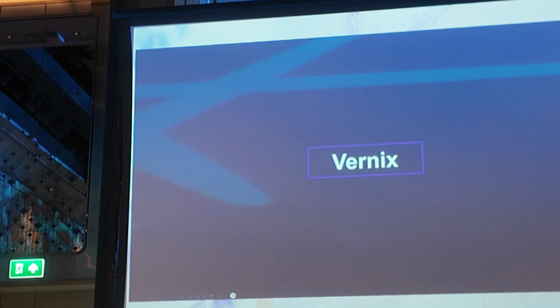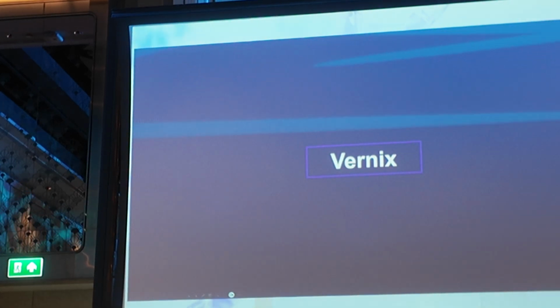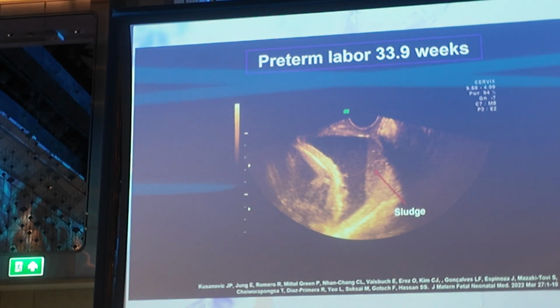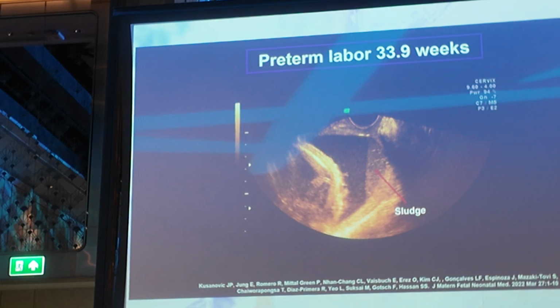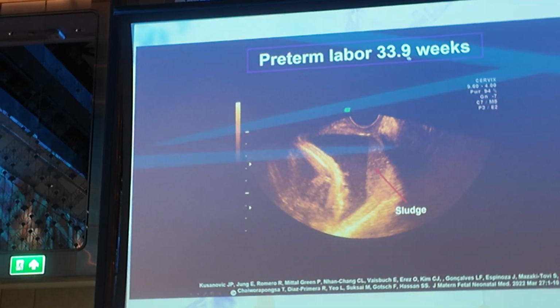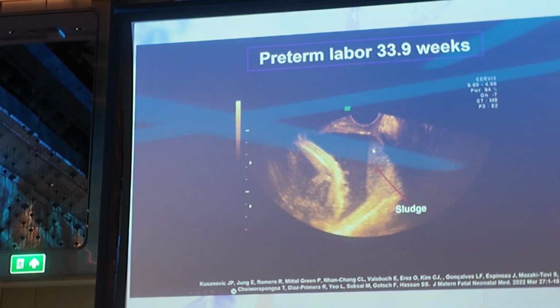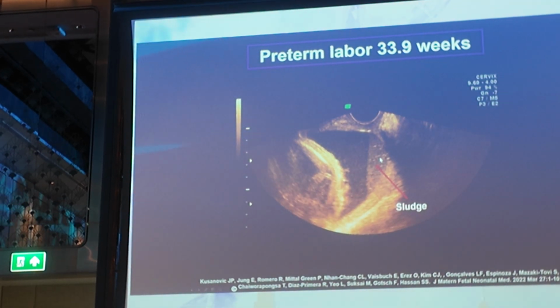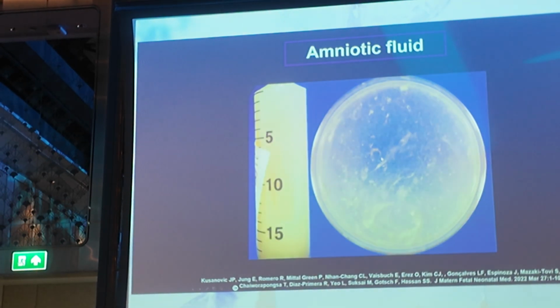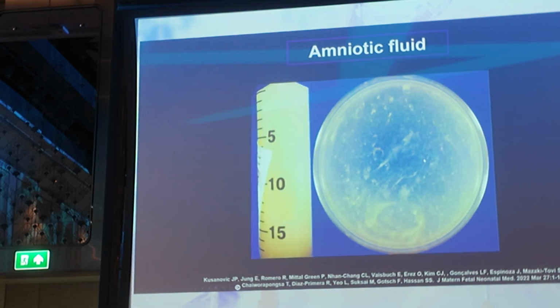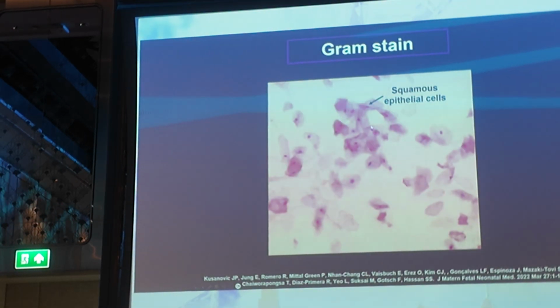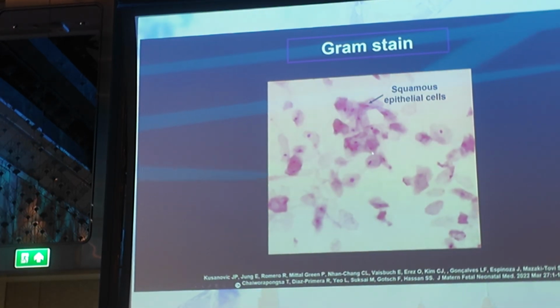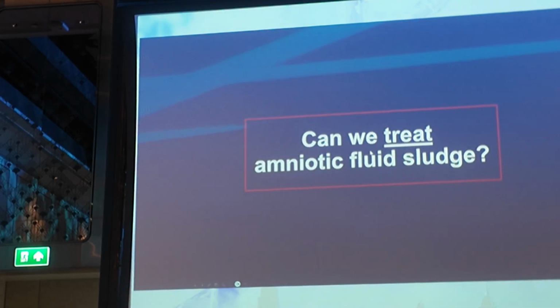This is how vernix looks. This is typical of the patients who are in late gestation with premature labor, or this is late preterm birth. You can see this layer that is not floating. This layer is a sludge that doesn't have amniotic fluid. Here you have vernix, and here you have no white blood cells, only epithelial cells.